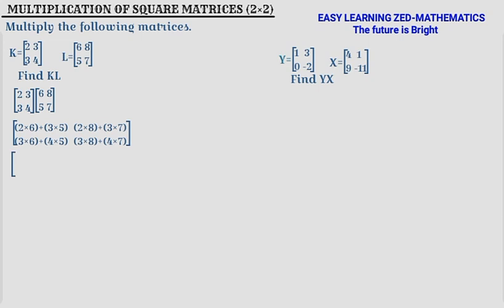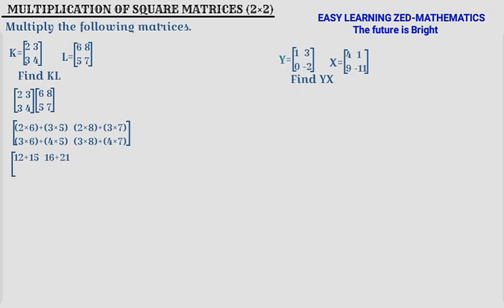Then I'll say 2 multiplied by 6 will give us 12. 3 multiplied by 5 will give us 15. Now remember, I'm multiplying numbers which are on top there, so from left going to right. Then 2 by 8 will give us 16. 3 by 7 will give us 21. So it's going to be plus 21.